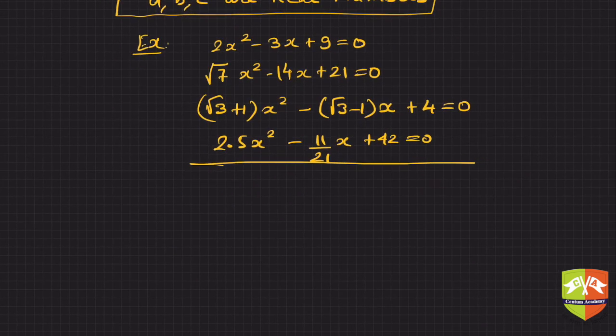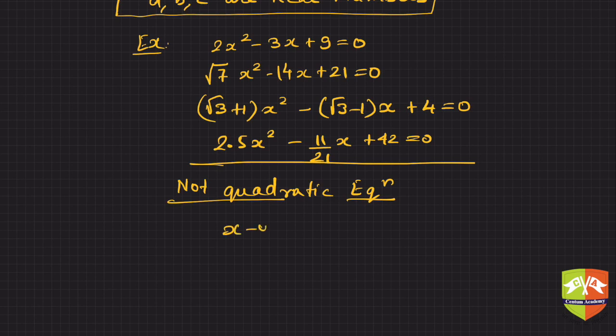What are not quadratic equations, or which types of equations are not quadratic? If you see, x − y = 0 is not a quadratic equation. Why? The degree is simply 1. Then 2x³ − 4x + 5 = 0 is also not a quadratic equation. Why? Because the degree is 3.